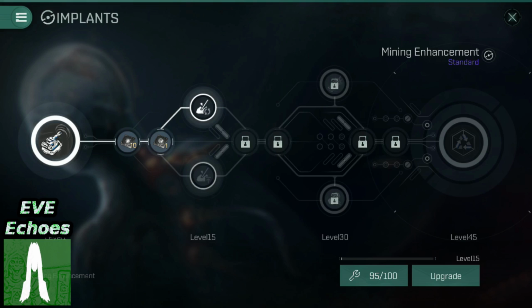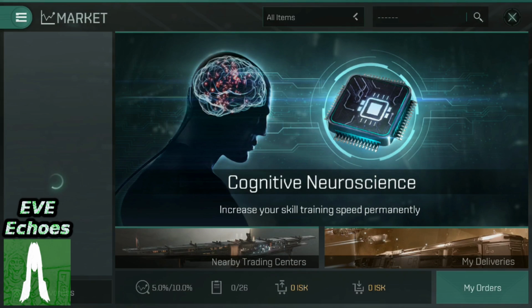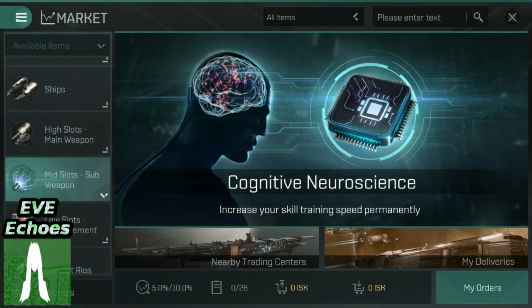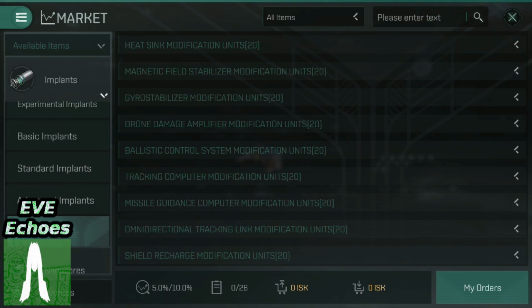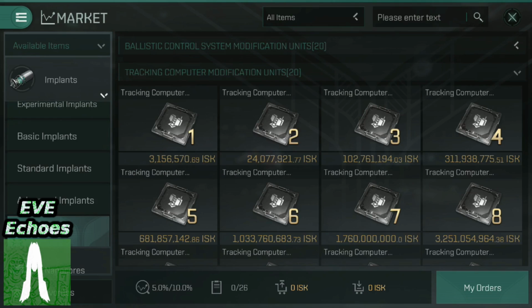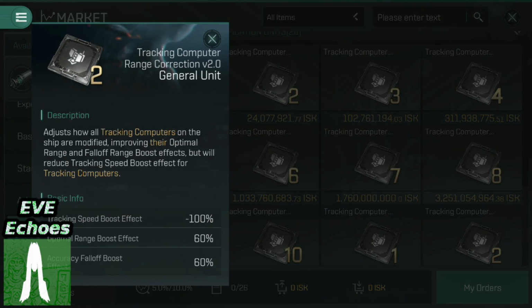So now that we know where to fit a general unit, let's get ourselves an example. So bear with me for a moment as I head back to the market screen, and I am going to be looking for the Tracking Computer Range Correction version 2. So let's head down to Implants, General Units, and have a look for the Tracking Computer modification. We want the Range Correction version 2, and that is this one.